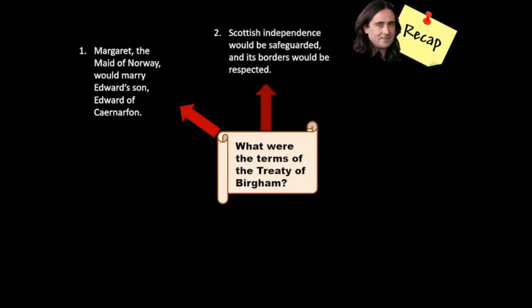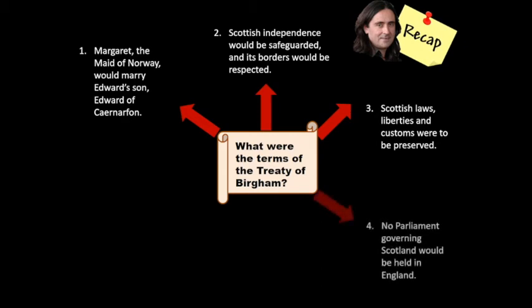Now this would mean that Scottish independence would be safeguarded because of the terms of the treaty. If we're going to bring these two kingdoms together, the Guardians wanted to make sure that Scotland's ongoing independence would be respected and that the kingdom would not just be subsumed into the kingdom of the maid's future husband, Edward. The Treaty of Birgham also guaranteed that Scottish laws, liberties and customs, which were different from the English ones, would be preserved and maintained, and not replaced by English law.